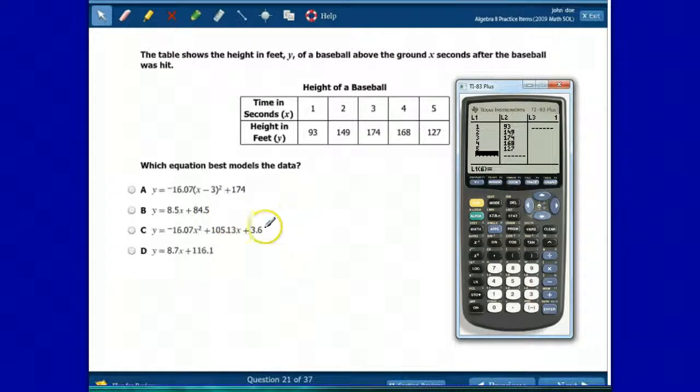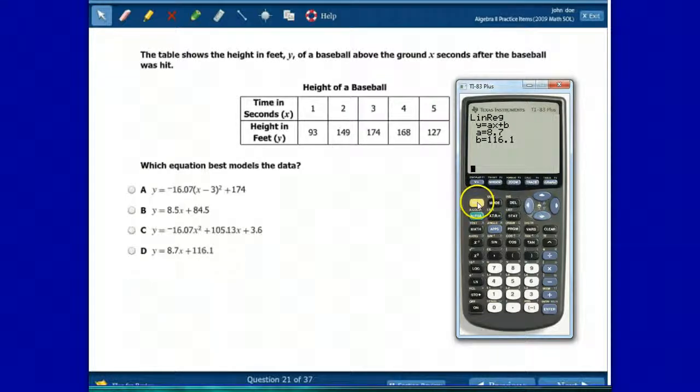Alright, and I'm looking at, it looks like I've got a quadratic, I've got a linear, I've got a quadratic, and I've got a linear. So I gotta decide which one is the best one. Let's see. I'm going to hit Stat, Calc. Let's do a line of best fit first. Okay, it looks like 8.7 and 1.16. Looks like this one right here.